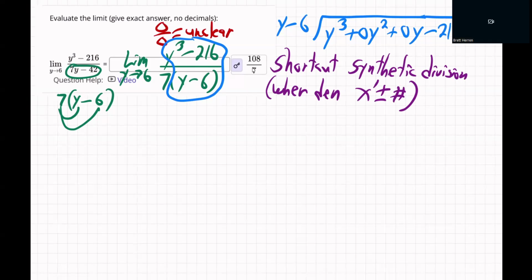You'd have to do it the long way. But the denominator is just y to the first power, just y minus 6. So we can do the shortcut. How does the shortcut work? You take this number and you put it out here.